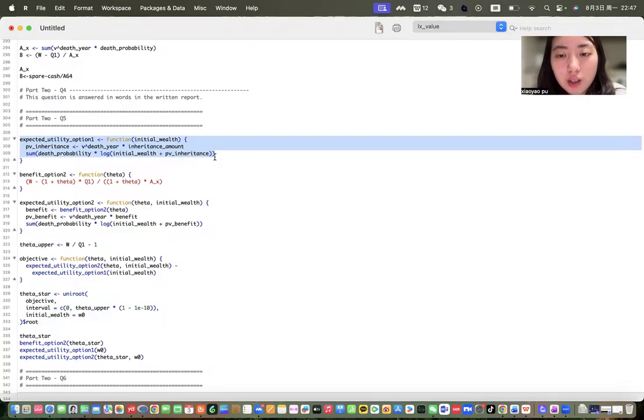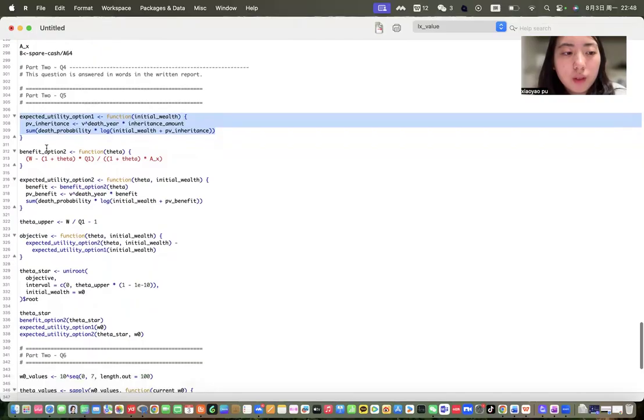Each utility outcome is weighted by the probability of the corresponding death year, and so on. Every wealth value must be strictly positive because the log is undefined at 0 or below.